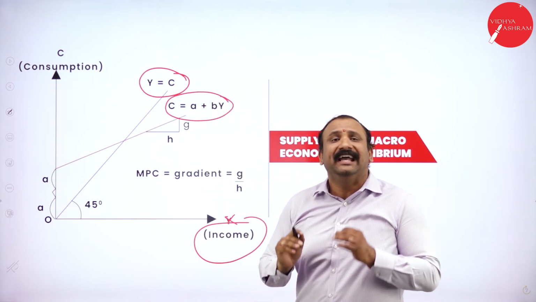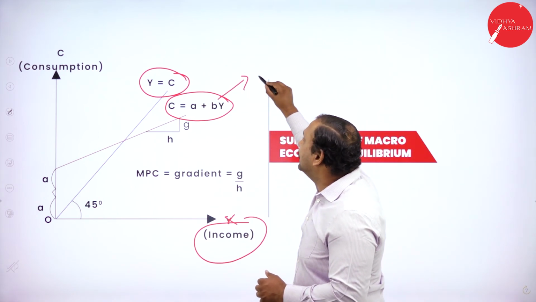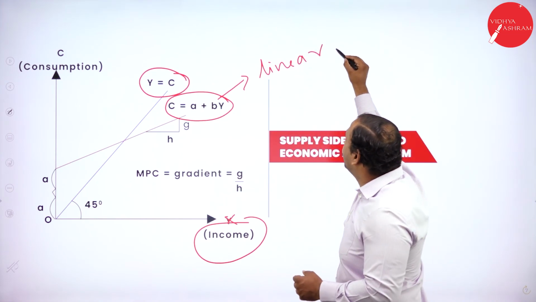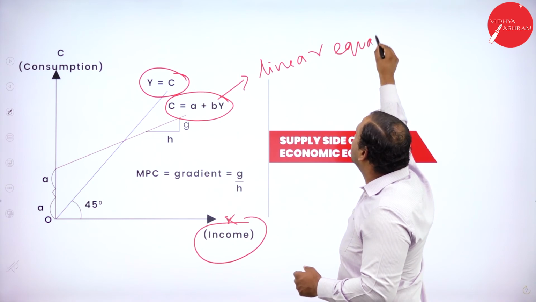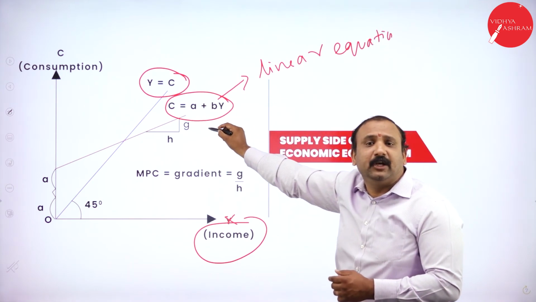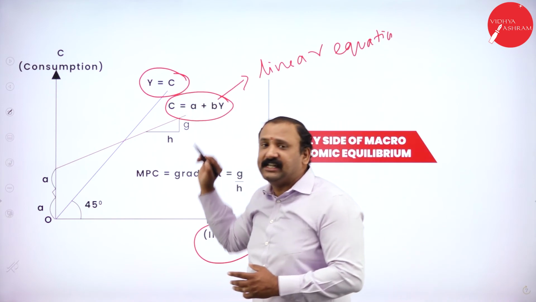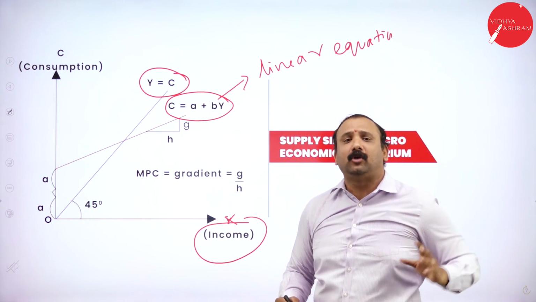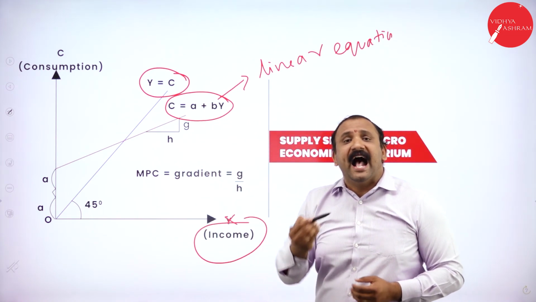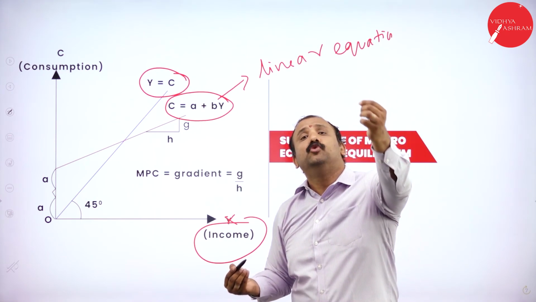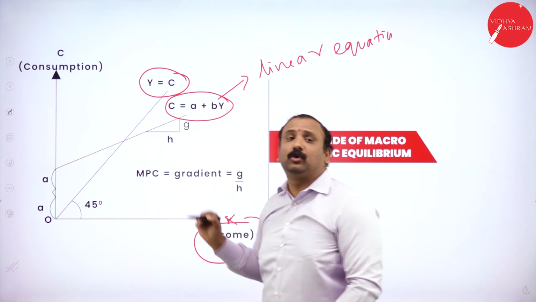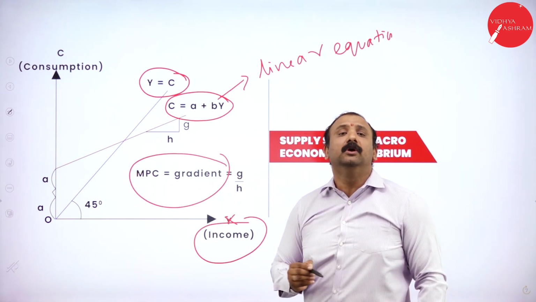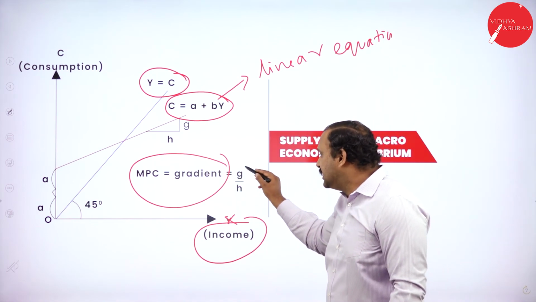C is equal to a plus by. This is nothing but the linear equation. We would have seen it in the first slide in this session. We would have written something called the linear equation. So this is that linear equation that we are going to write. Now Y is equal to C. Income is equal to consumption. This is what basic economics will talk about. Whatever you are earning as a person, you will try to consume that earning. So income is equal to consumption. Now we also have something called marginal propensity to consume, that is equal to G by H.